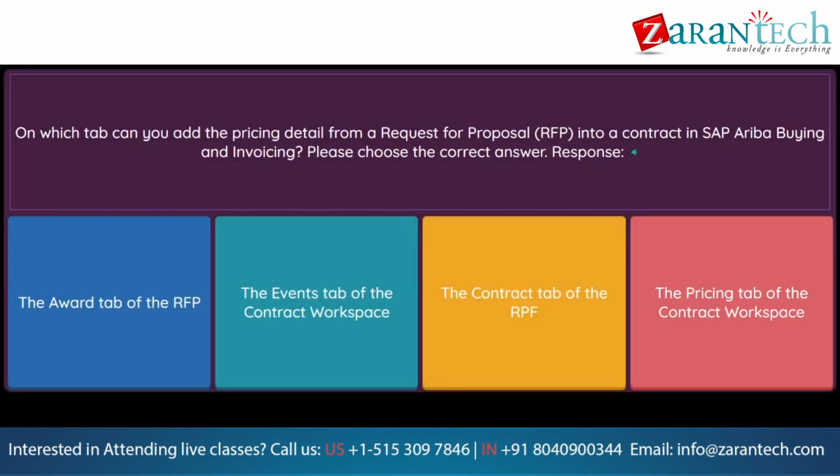Question: on which tab can you add the pricing detail from a request for proposal, RFP, into a contract in SAP Ariba buying and invoicing? Please choose the correct answer. Response. Option 1. The Award tab of the RFP. Option 2. The Events tab of the Contract Workspace. Option 3. The Contract tab of the RFP. Option 4. The Pricing tab of the Contract Workspace.